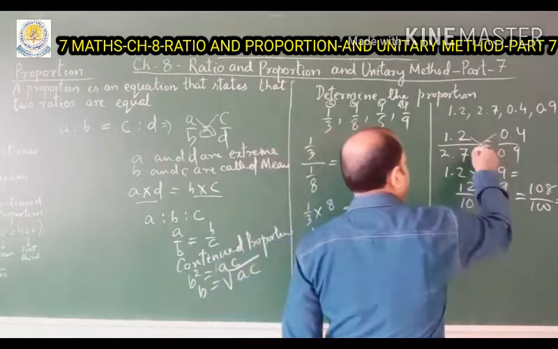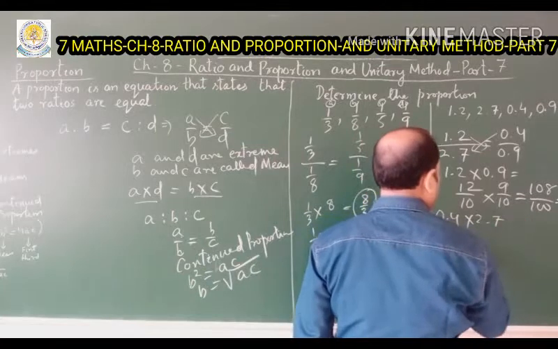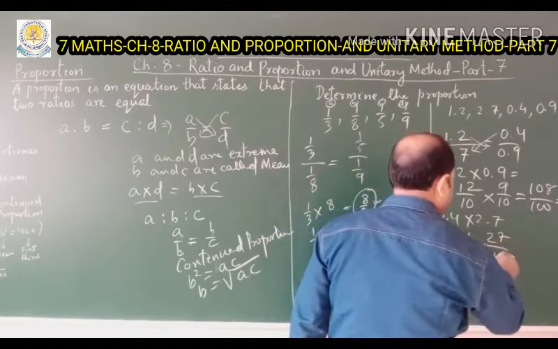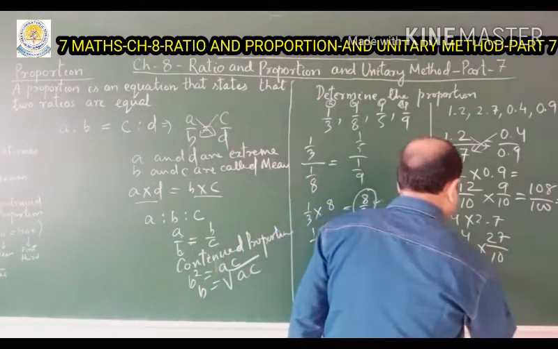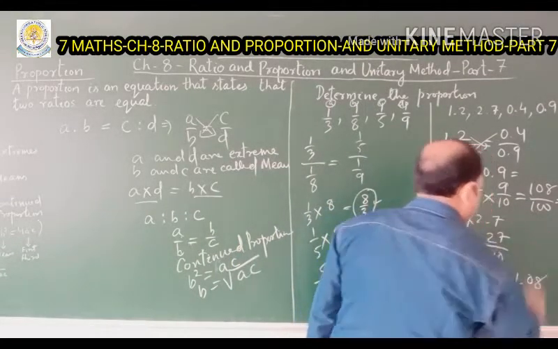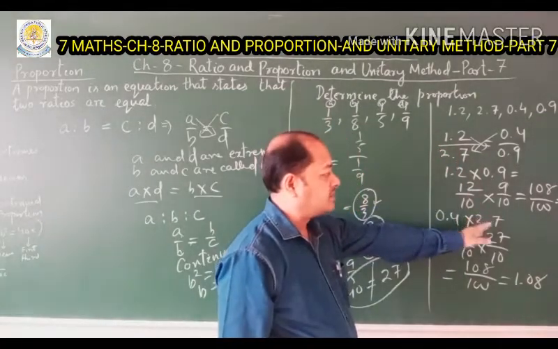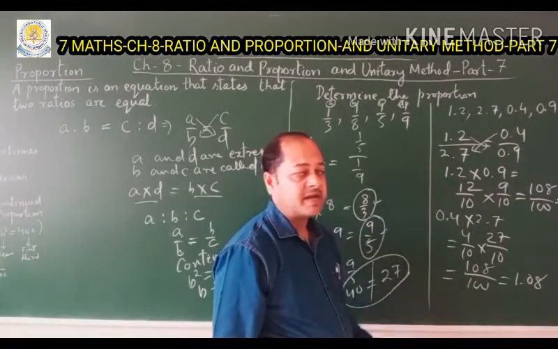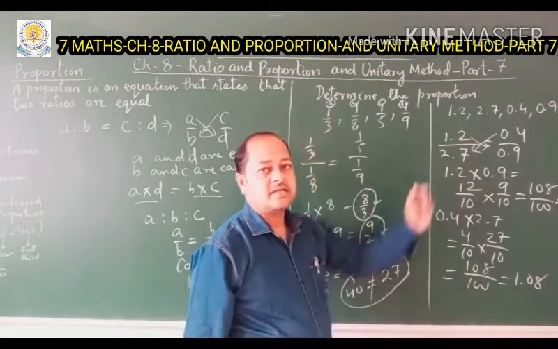Now cross multiply this one also. So 0.4 into 2.7, how much will come? 4 by 10 into 27 by 10. So 27 4s are 108. So 108 upon 100, the value will be 1.08. So what do you observe here? 1.08 on the left hand side and 1.08 on the right hand side. That means both values are the same if you cross multiply. So this ratio is in proportion. We can call this ratio as in proportion.